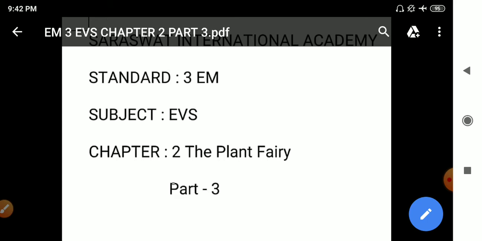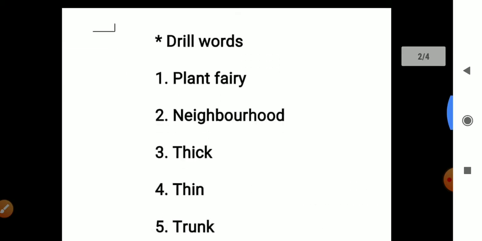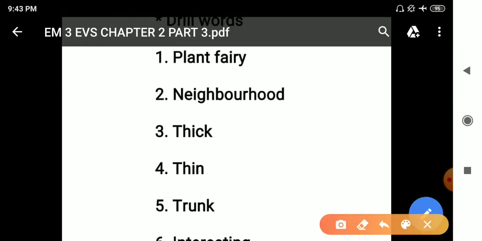Before we start, let me inform you students that you all have to make one notebook and you have to write down all these things in your notebook, because whenever school reopens, we'll check your notebooks. Okay, students. So let's move further to drill words.